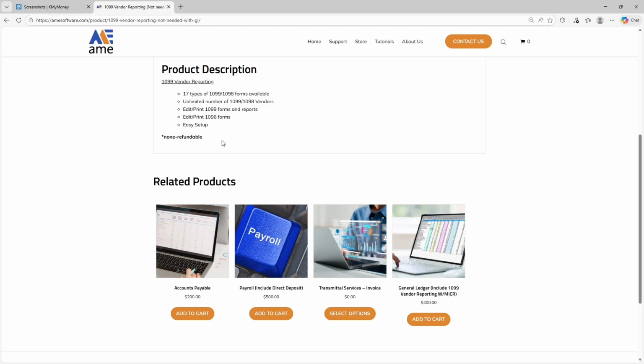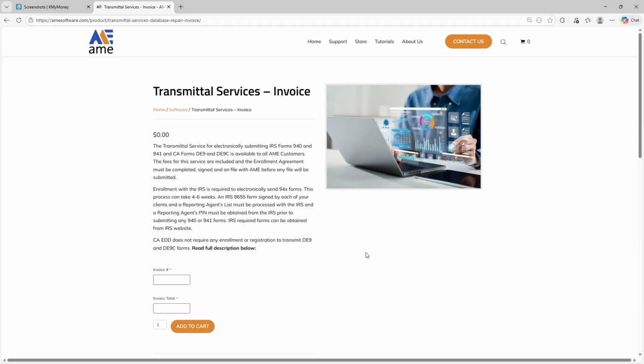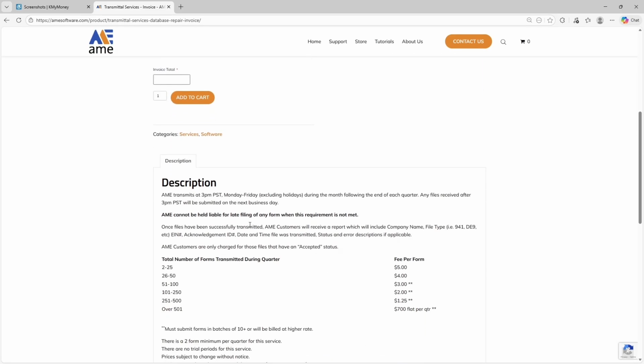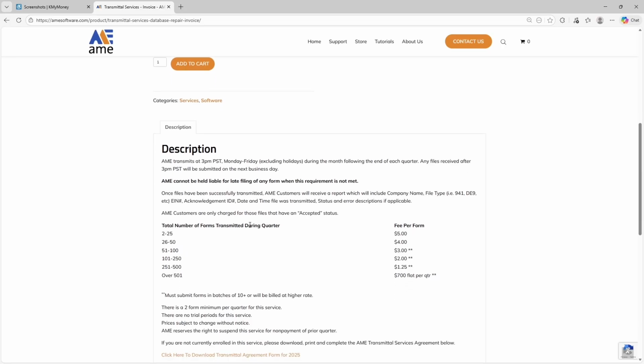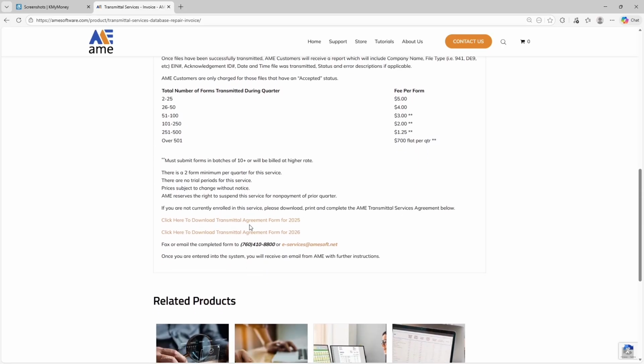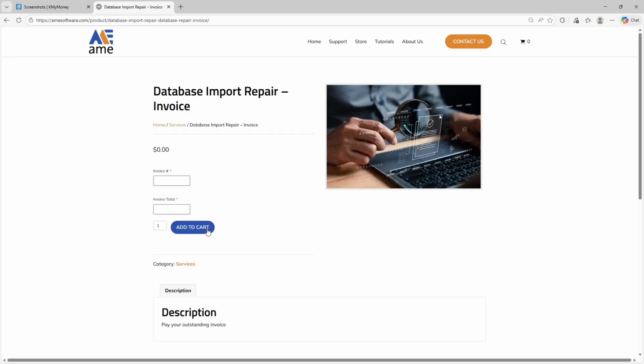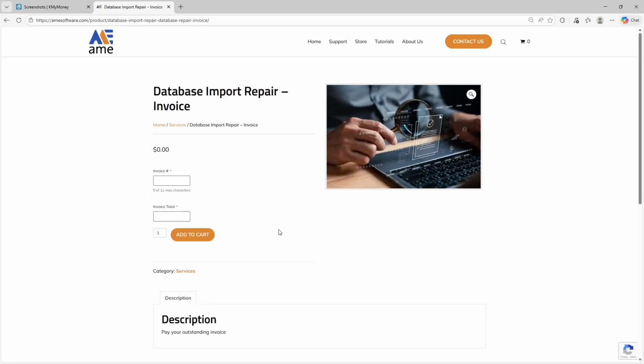Businesses are not forced into a single bundled subscription. Instead, they purchase only the modules they actually need, whether that's payroll, accounts payable, reporting, or electronic filing. This approach can save money in the long run for businesses with very specific requirements, but it also means higher upfront costs and careful planning to avoid buying unnecessary components.